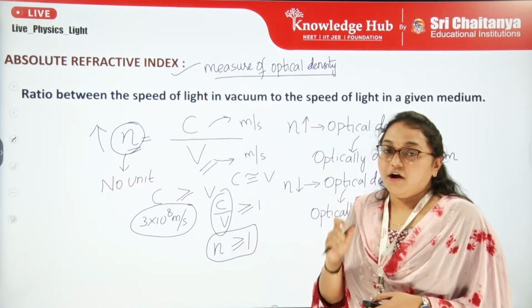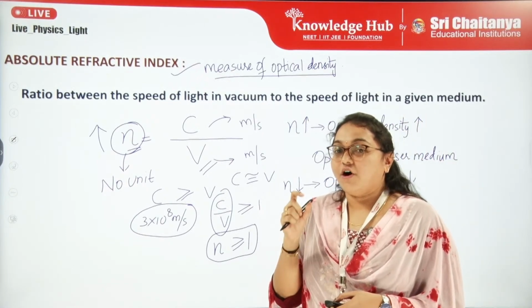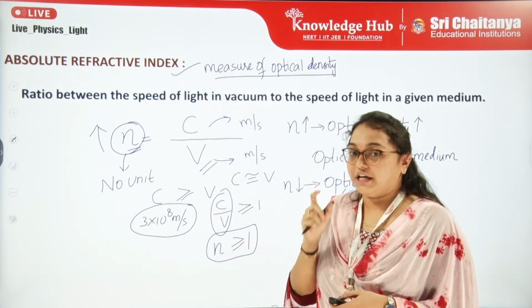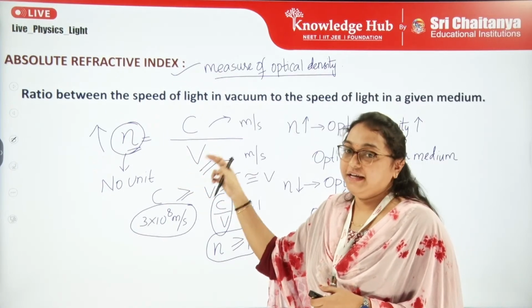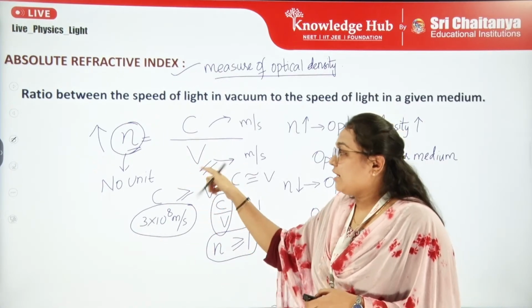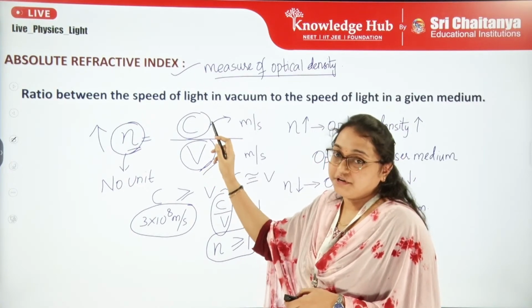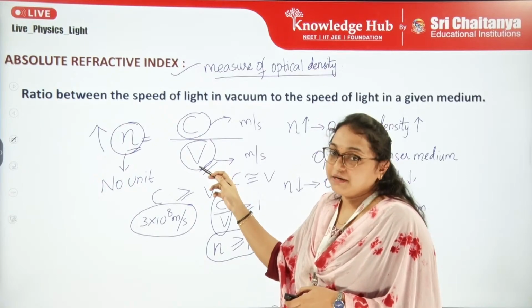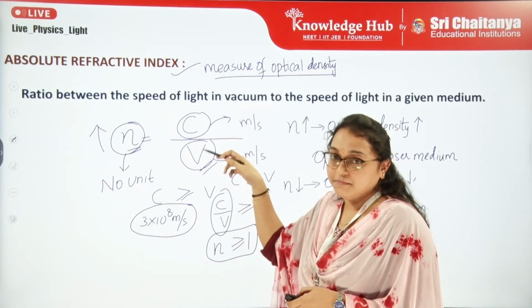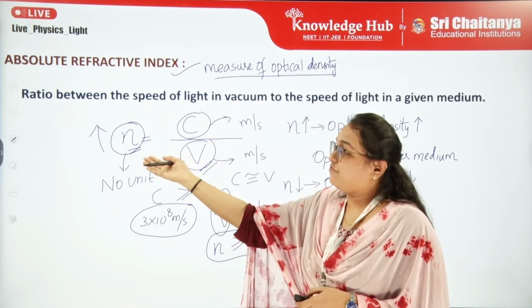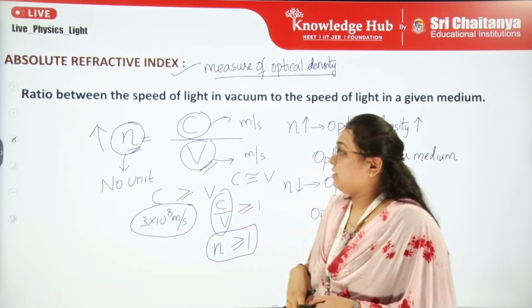So in order to talk about the refractive index of a given medium, we should definitely know the speed of light in that medium. So if you are able to get this value, and you already know what this value is, 3 into 10 power 8, and suppose it is 2 into 10 power 8, then 3 into 10 power 8 by 2 into 10 power 8 gives the refractive index of that medium.